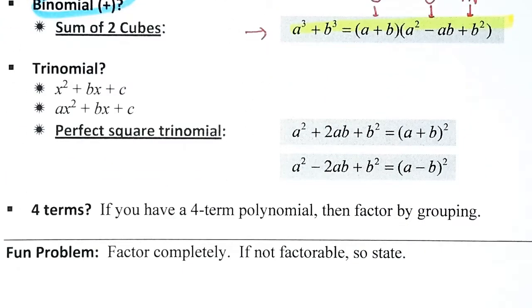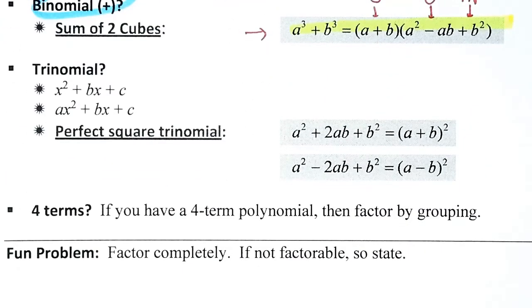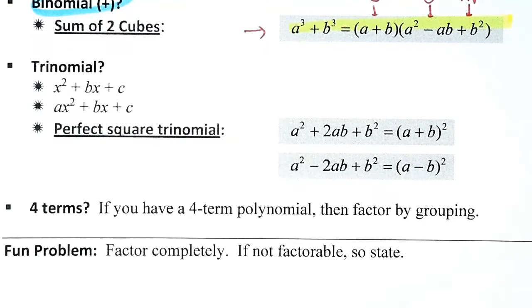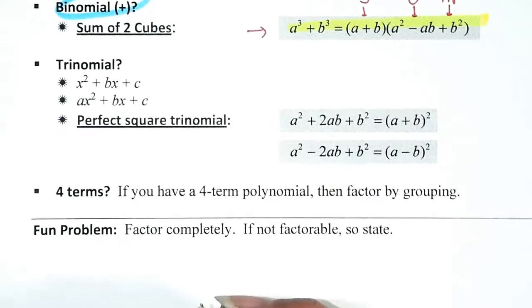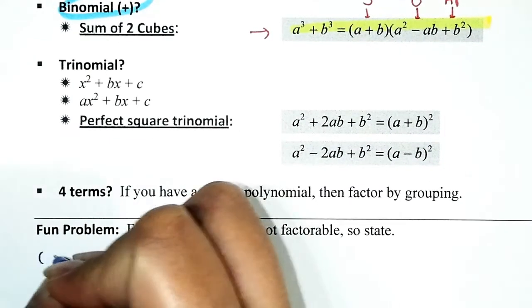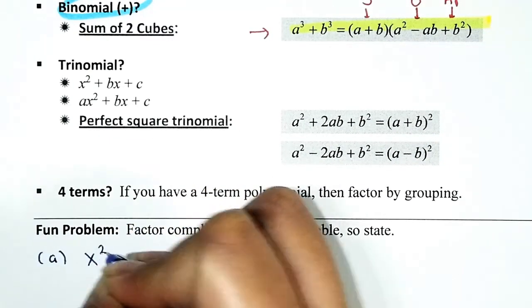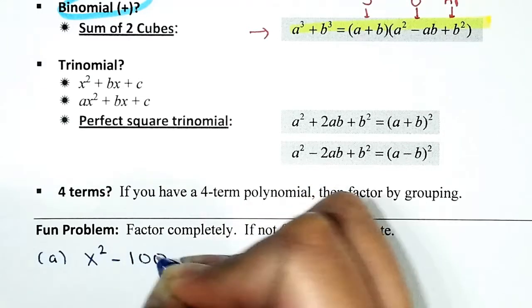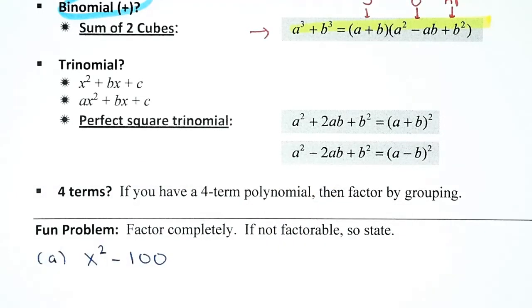Okay, so let's go ahead and knock out these fun problems. We have a total of 9 problems. Let's see how long it takes us to knock them out. Okay, so we have problem A. We have x squared minus 100. Okay, prerequisite step, watch out for common factors. There's no GCF to yank out, so we're good.